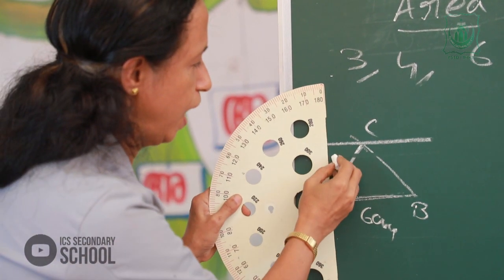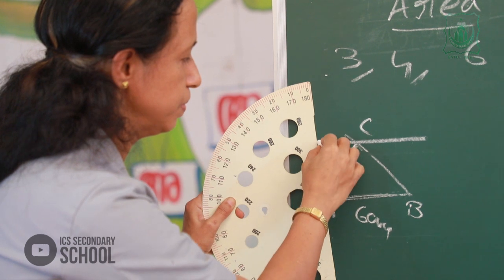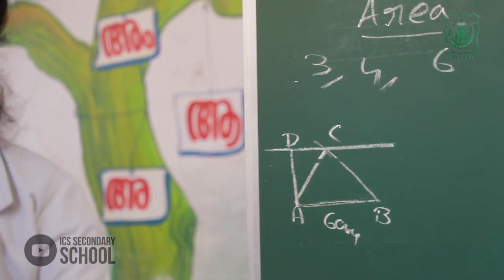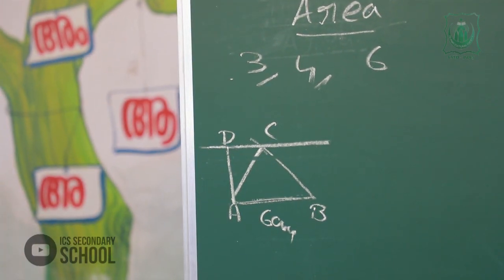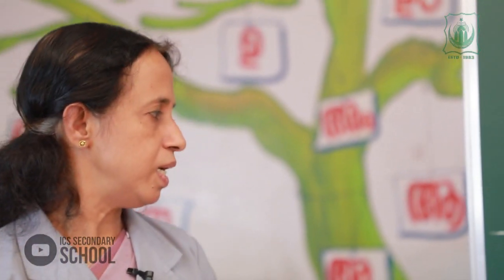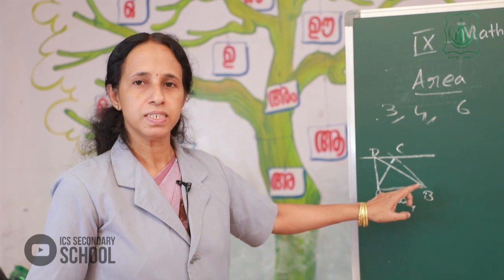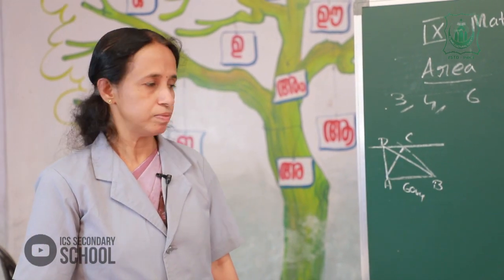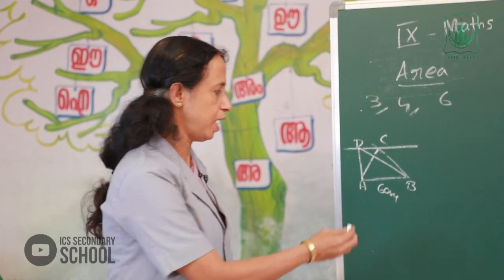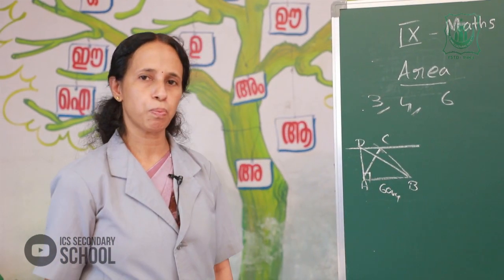Join A to D. Connect D to B. Here triangle ADB is formed. These triangles have the same area. Triangle ADB is a right triangle.